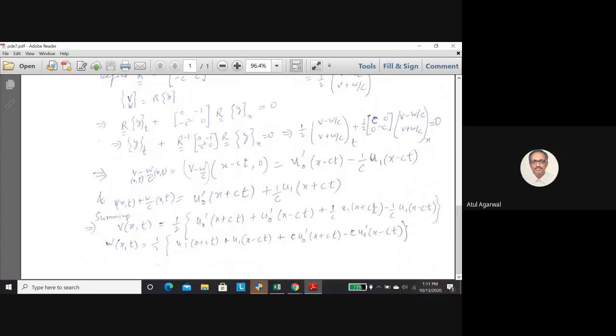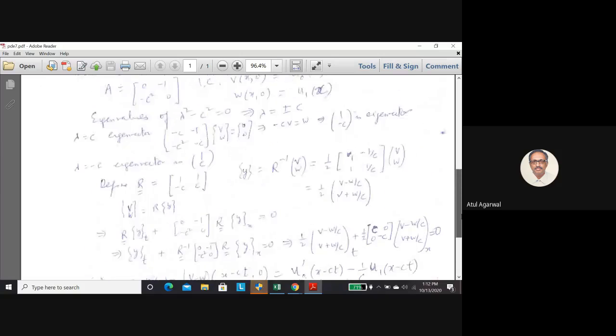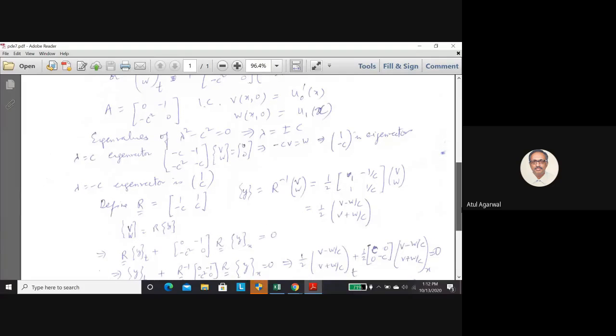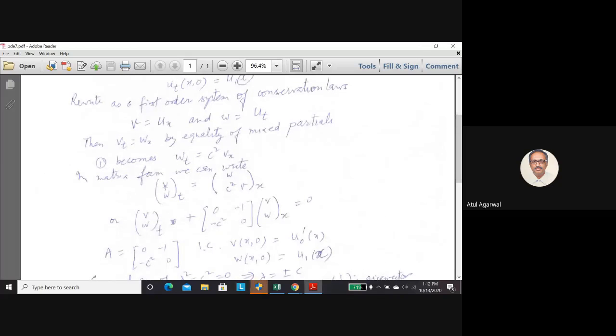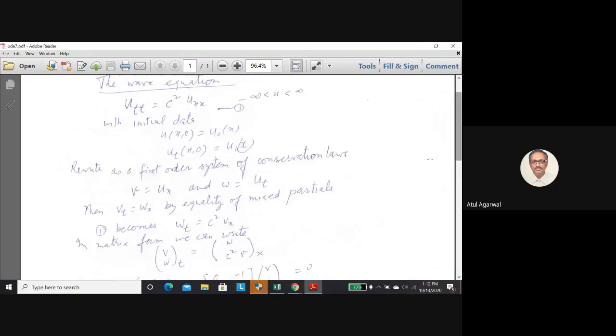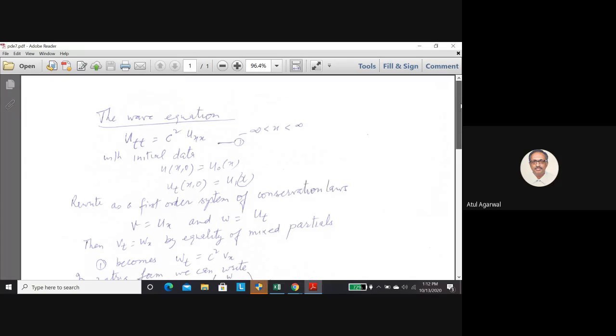So you sum these two equations, you can cancel out W, and you get the value of V as this sum. Similarly, you subtract, you will get this. So you have solved for V and W. You could solve it because you diagonalized and made them decoupled equations. Now you have got V and W. Since you know V and W, you can find U by an integration process. So that you take a look at on your own.